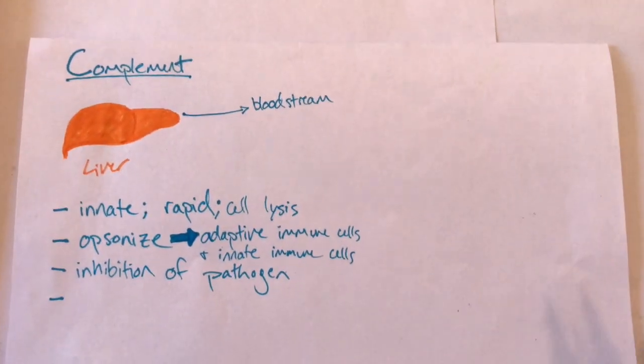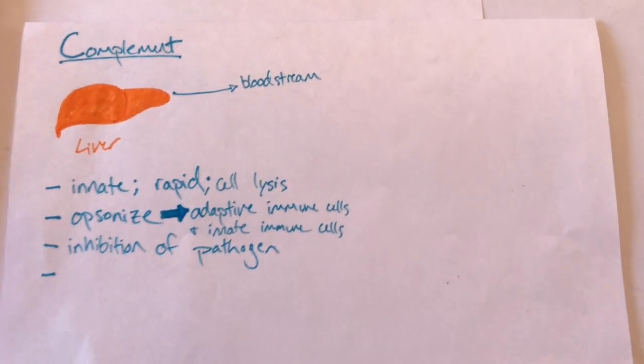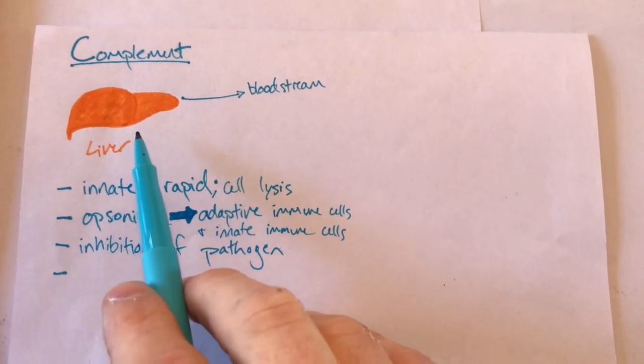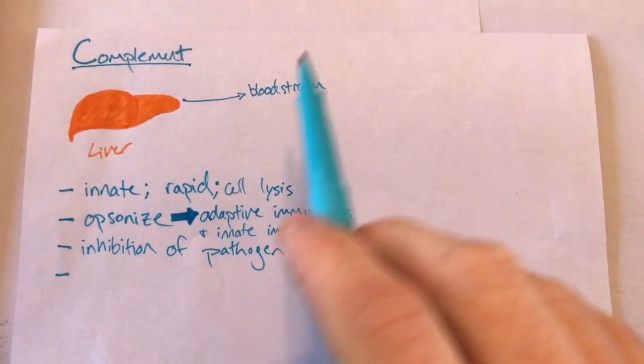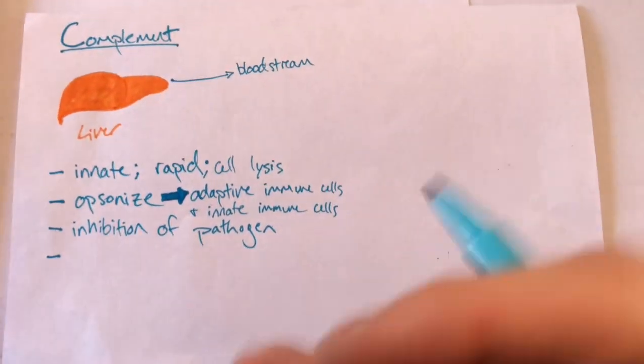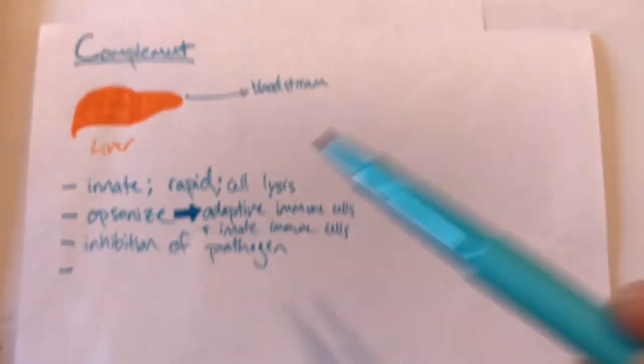So the complement system is a part of the innate immune system. Complement are proteins that are produced by the liver and then secreted into the bloodstream, which then are allowed to circulate so that upon disruption of homeostasis, such as invasion by a pathogen, the complement system will be one of the very first things to respond.